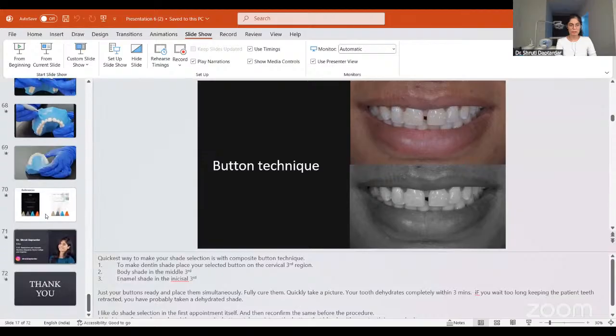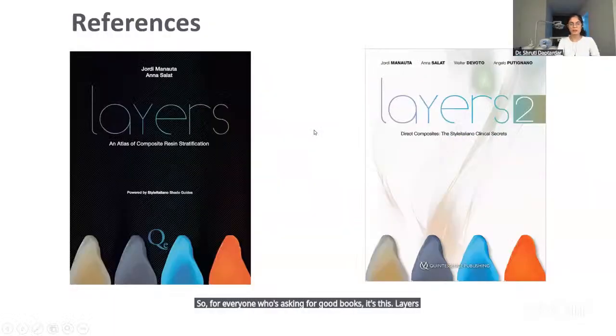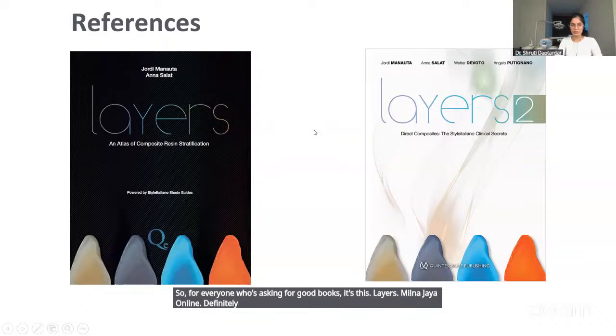So, for everyone who's asking which book this is, it's Layers. You should get it online, definitely from somewhere.